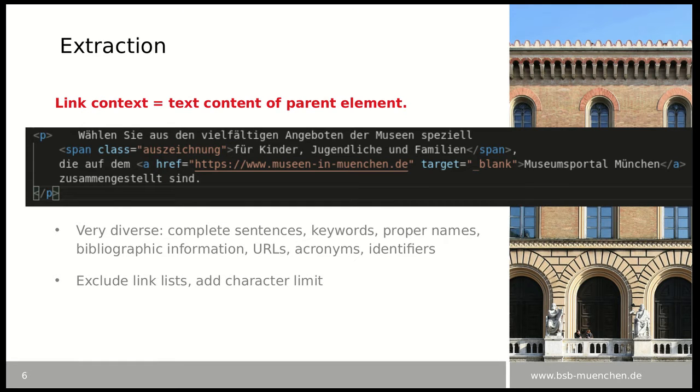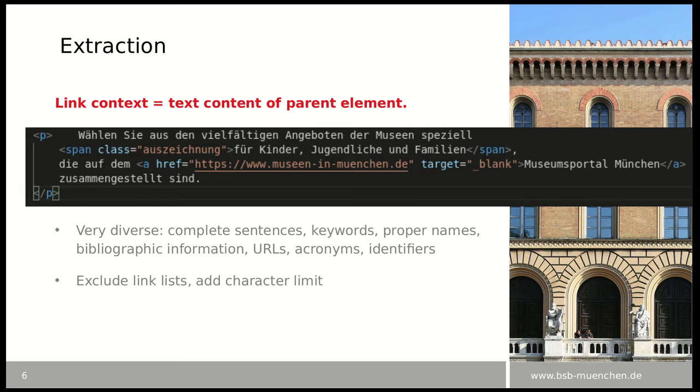The first step is to extract the link context from the archived websites. We've defined the link context as the text content of the parent element. You can see here an example where you have the link tag and the anchor text that refers to a website about museums in Munich. And the parent element in this case is a paragraph tag, and it contains a sentence that describes in more detail the content of the website.